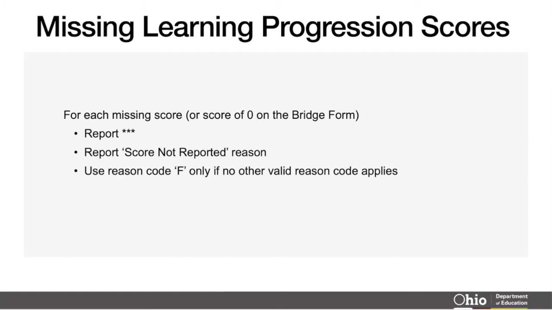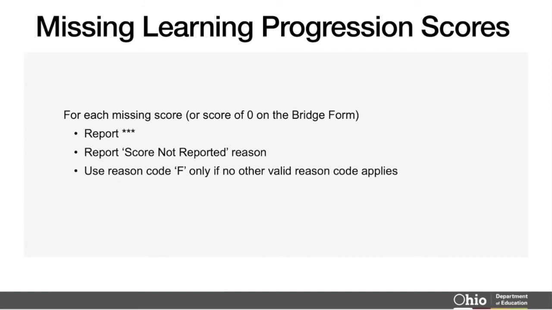But if the child maybe missed some school or missed some opportunity and the teacher doesn't have assessment data to provide a rating, the teacher should just leave that item blank, leave that SKB blank, and then that would still come up as a missing score or a score of 0 on the bridge form. Either way, you still have to put in a reason code.